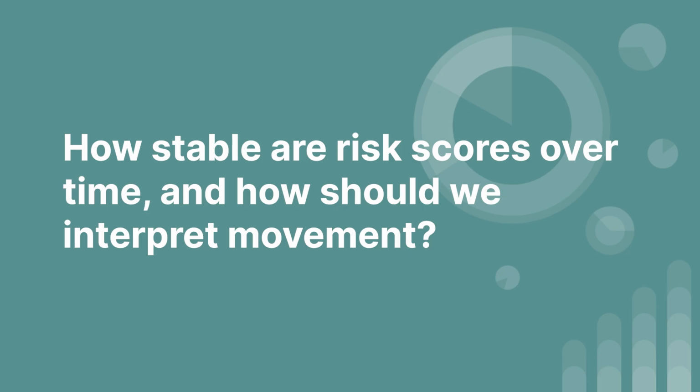How stable are risk scores over time, and how should we interpret movement? Score movement should be interpreted directionally. Increases may reflect new utilization, emerging social risk, or accumulating complexity. Decreases don't necessarily mean risk has resolved. They may reflect timing or claims lag. Trends matter more than single quarter changes.